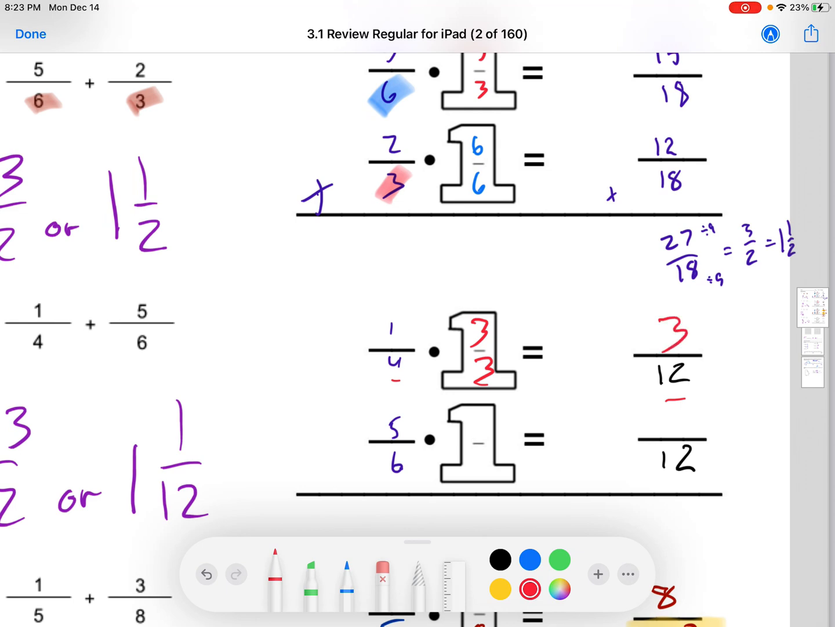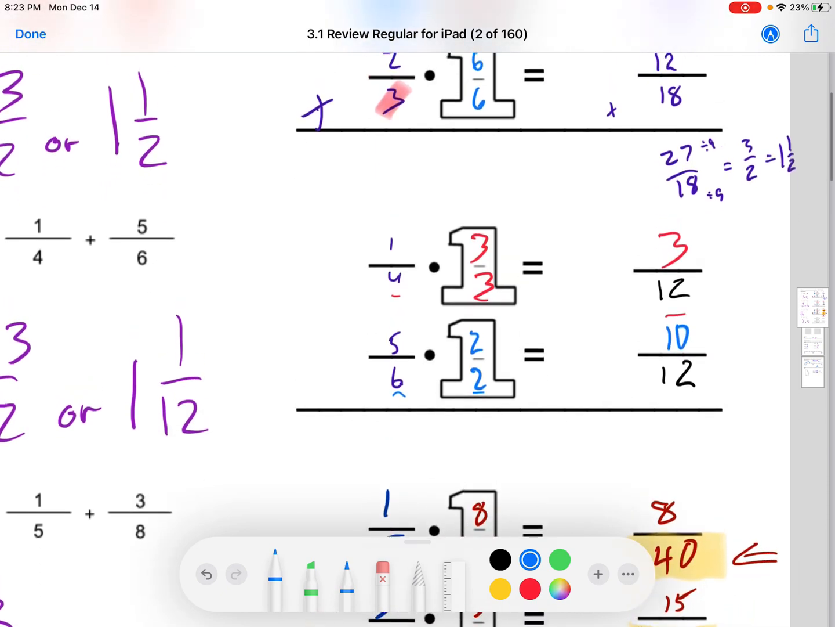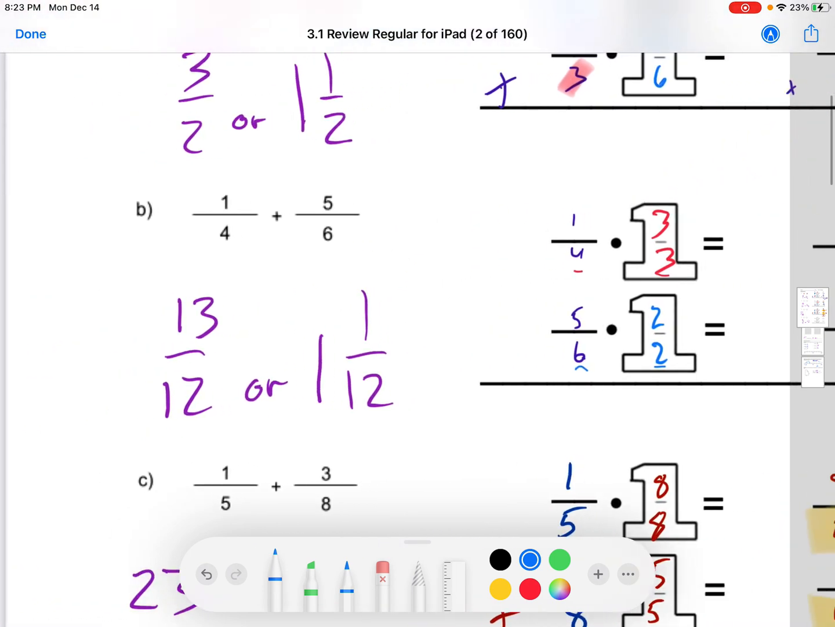Okay. Now in the bottom one, we're saying 6 times what number equals 12? Well, that's 2. 2 over 2. 5 times 2 is 10, right? So now 3 twelfths plus 10 twelfths is 13 twelfths, or 1 1/12. Okay. Hopefully that helps to get things moving. If you have other questions, let me know.